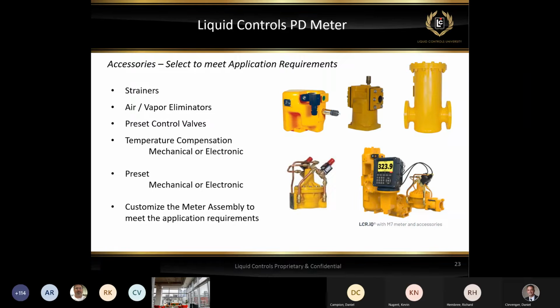And then the meter can be customized either as one single unit, such as what we see in the bottom right-hand picture, with the high capacity strainer, optical air eliminator, meter, register, a preset valve, and then a downstream back pressure valve. That is one simple unit that's typically used on refined petroleum trucks. But it's not to say we can't start separating some of those components if the application requires it, not necessarily mounting everything together. The next slide, please.